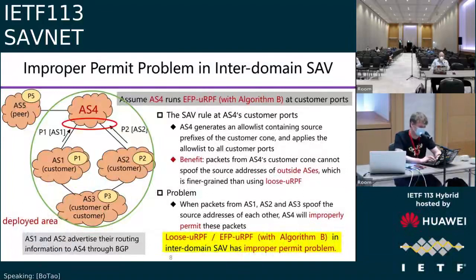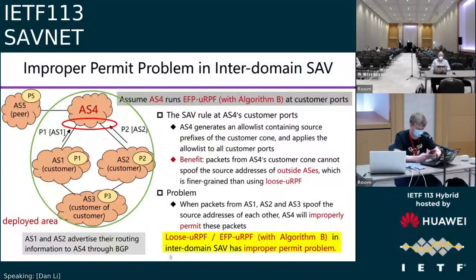I have a question. I saw you analyzed the improper permit problem of the enhanced feasible path URPF in the interdomain case and mentioned two algorithms. You called it algorithm A and algorithm B. Could you please tell me what is their difference? So you mean the difference between the two algorithms of EFP URPF, right?